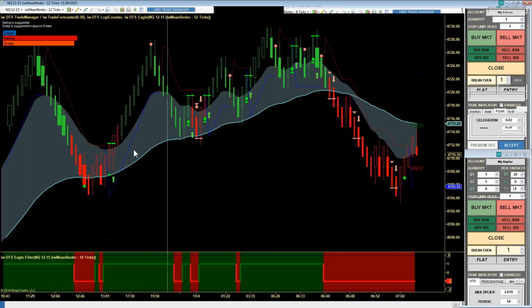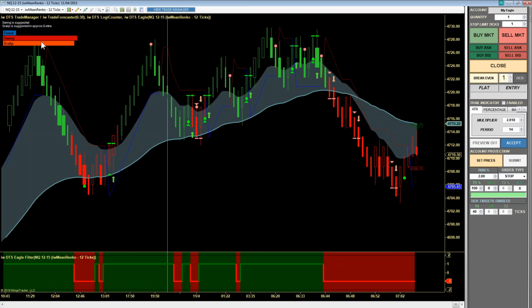Here at the Eagle, I'll show you one of the other add-ons. This is called the Trade Forecaster, and it tells you what your current market environment is, and it tries to forecast what the next one will be. So right now we're in swing mode, and in about 5 minutes time, it says we're going to be moving into scalp mode. Oh goody. More choppiness.